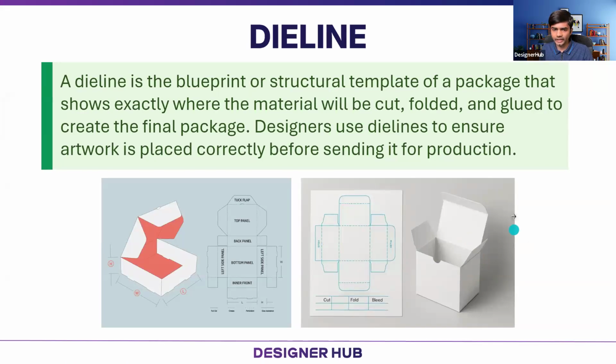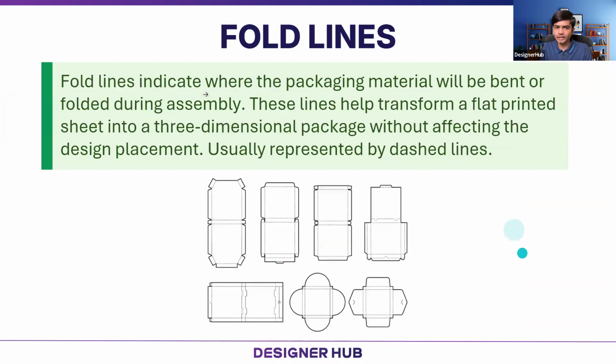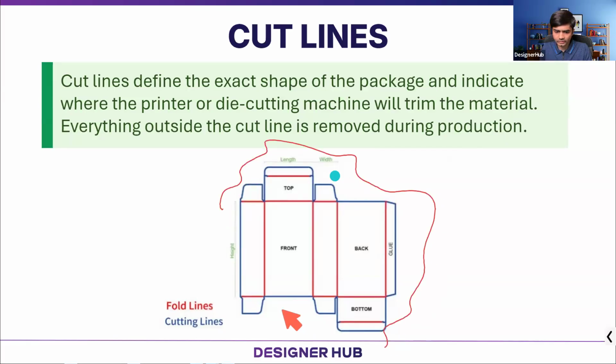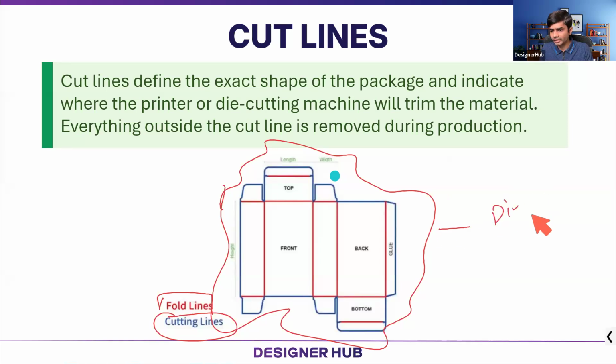Clear? Then come the cut lines. Cut lines define the exact shape of the package and indicate where the printer or die cutting machine will trim the material. Everything outside the cut line is removed during production. So there might be a lot of other design outside this, and that's completely fine. But you can see these blue color lines. These are your cut lines, and the red ones over here, they have used red lines for the folding. So this is your final cut lines, which is again part of your die line.